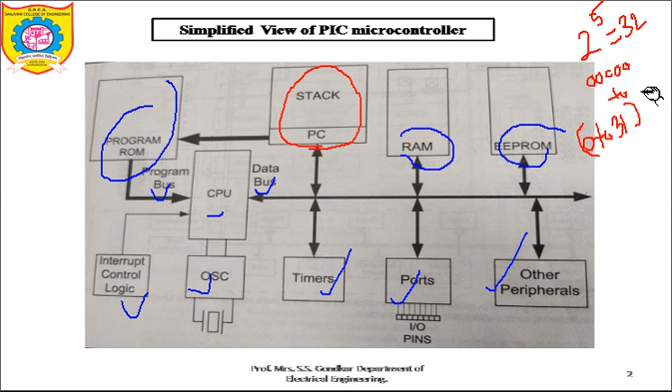The size of stack memory is same as that of program counter, that is 21 bits, but stack pointer is of 5 bits, that is 2 raised to 5 is 32. This thing we have to keep in mind. The size of stack pointer is 5 bit and the stack memory is of 21 bits. So 2 raised to 5 is 32, from 0 to 31, which is equal to 32 locations.